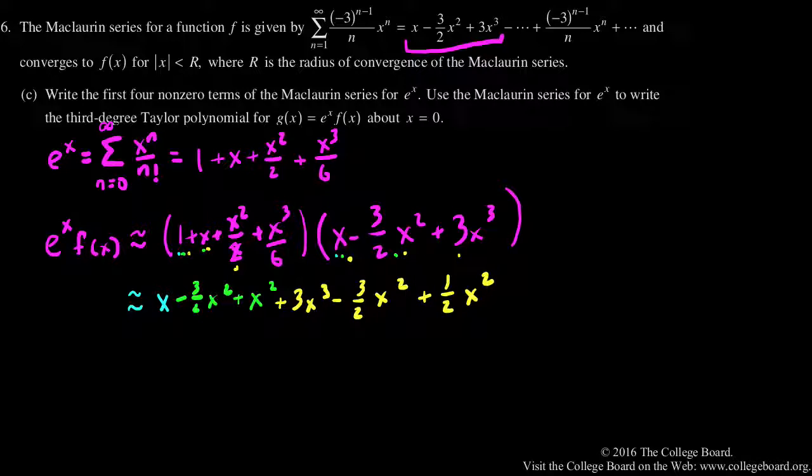Now I'm just going to bring everything down. I end up getting x minus 3 halves plus 1 x squared, which is minus 1 half x squared, plus 3 minus 3 halves plus 1 half, which gives me plus 2x cubed. Any other possible product, even if I kept extra terms here, will get me higher degrees. I only wanted the third degree, and that is up to the third degree.